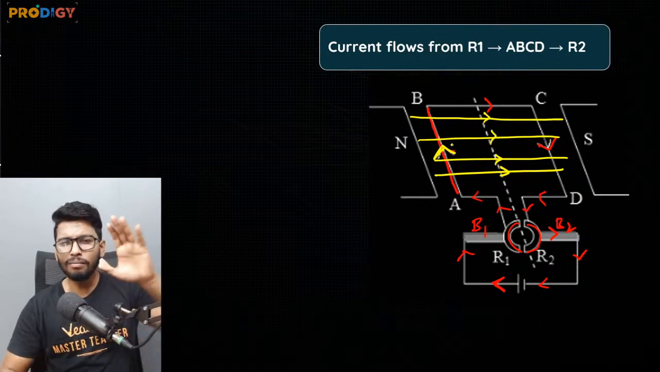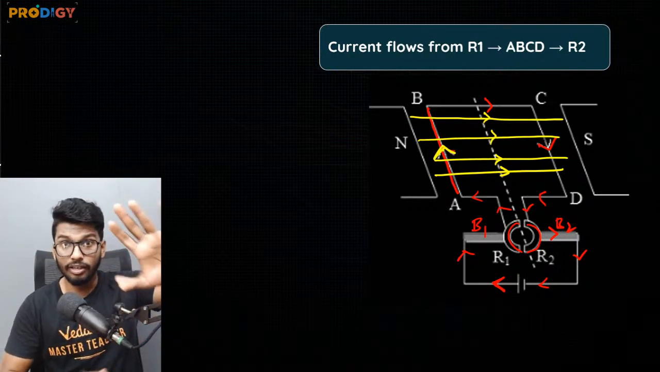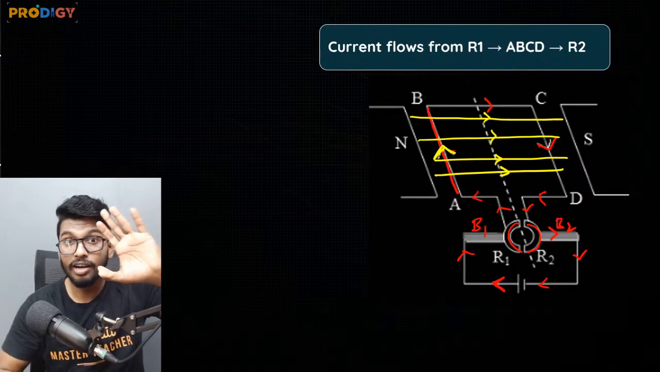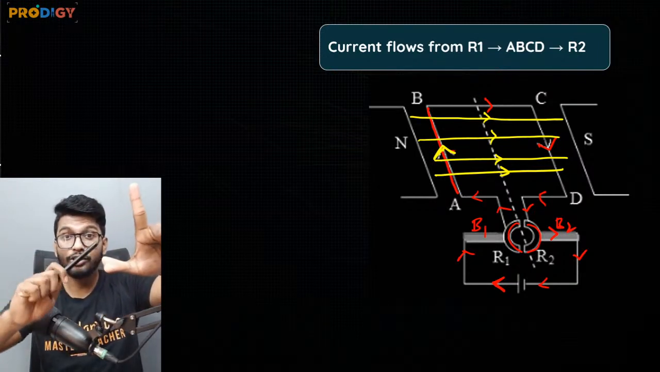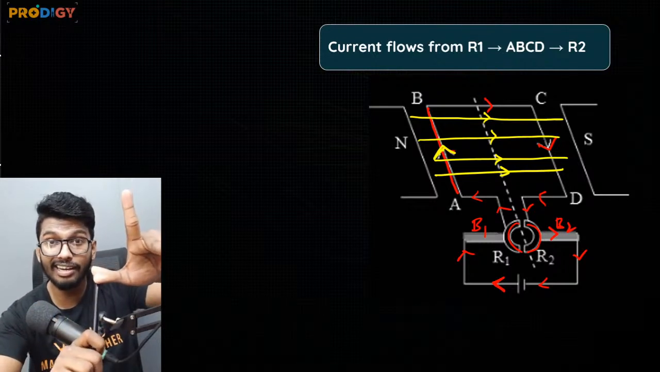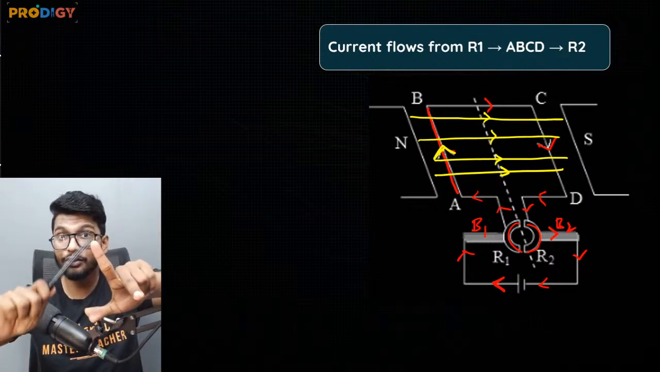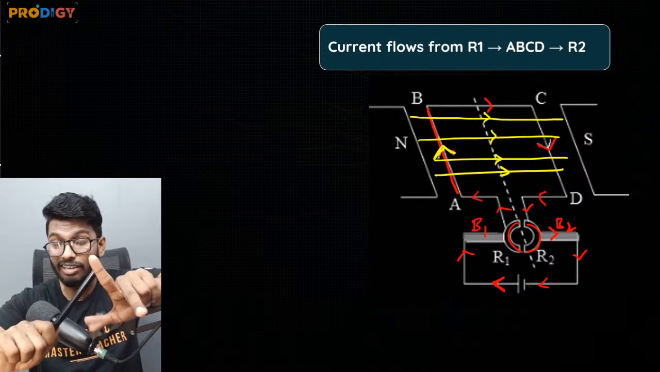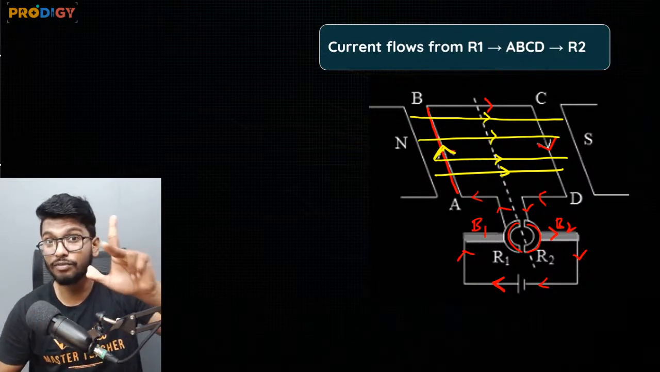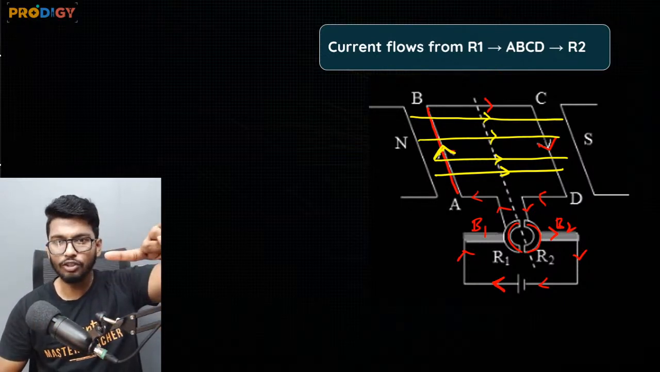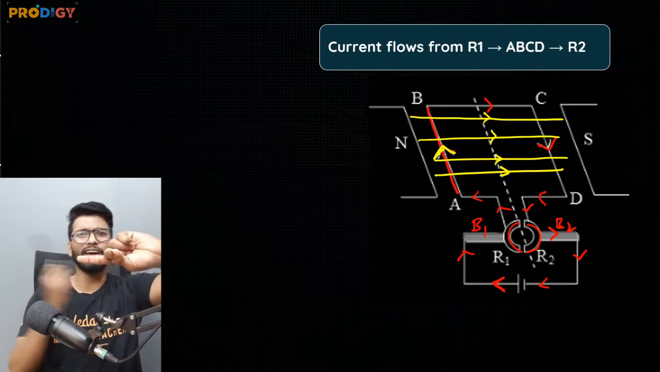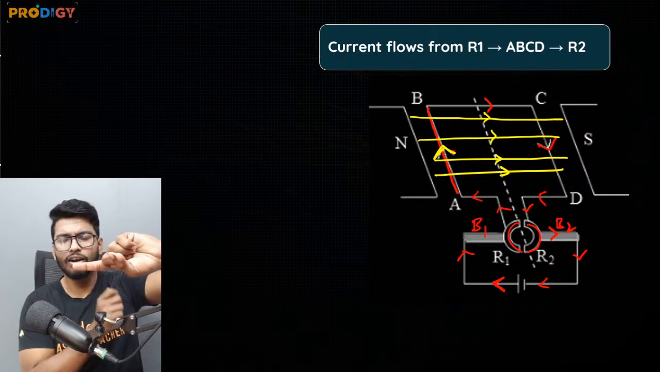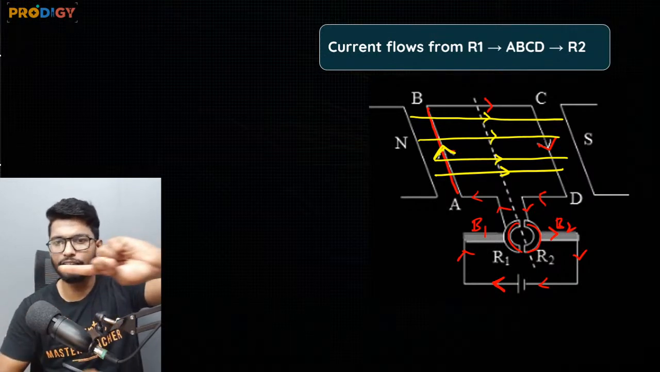So I'm going to use my Fleming's left hand rule here. Pay attention. What is Fleming's left hand rule? According to Fleming's left hand rule, my thumb shows the direction of the force on the current carrying conductor, my index finger shows the direction of the magnetic field, and my middle finger shows the direction of current. The magnetic field is going from north to south, from left to right, or from west to east. This is the direction of my magnetic field.